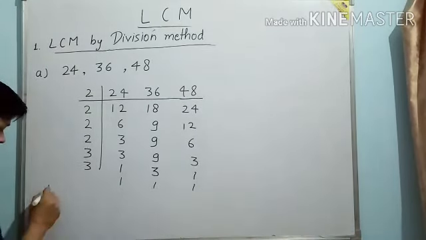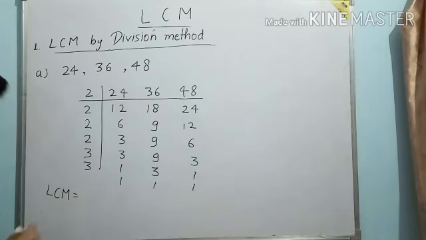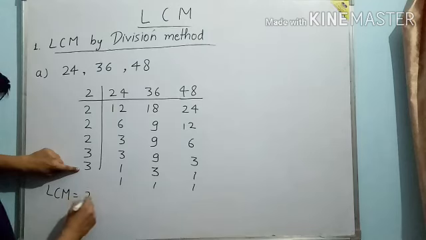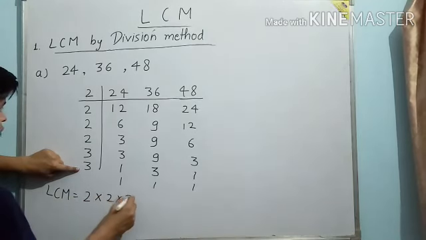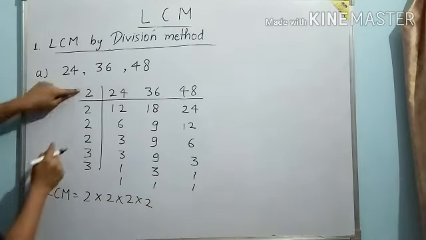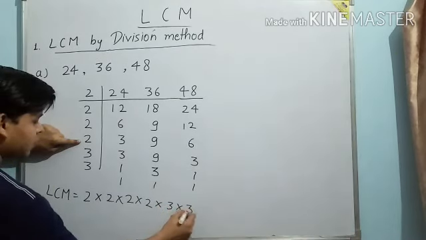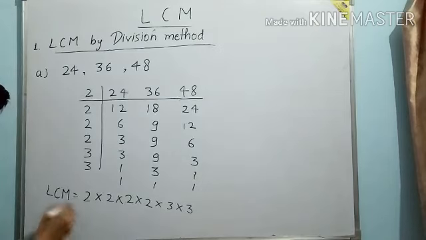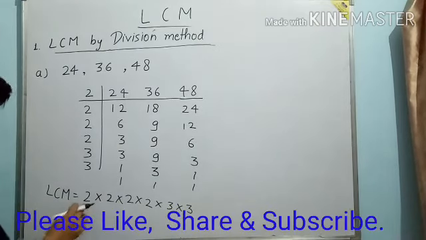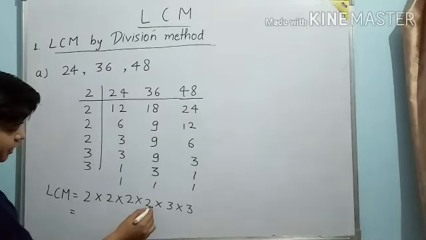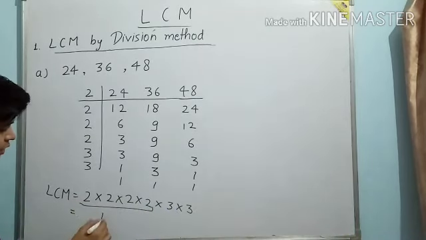Now we will find out the LCM. So for finding the LCM we will just multiply these numbers here. So I am writing here 2 into 2 into 2 into 2, that means 4 times 2, and 2 times 3, 3 into 3, 2 times 3. So now let's multiply these numbers. So 2 times 2 is 4, 4 times 2 is 8, 8 times 2 is 16. That is, you keep going as far as you can, 16.